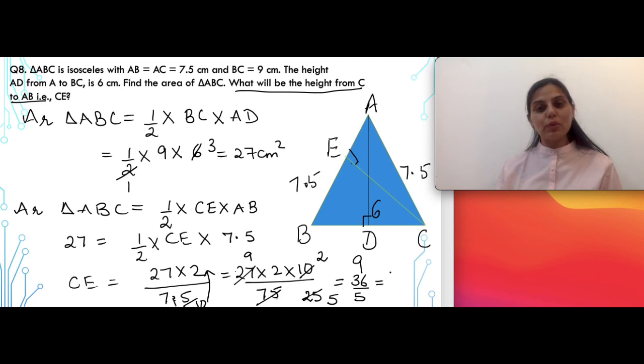So when you solve this question by the long division method, 5 sevens are 35 you will get, 1 will be the remainder. If you put a decimal, you'll get 0. So 7.2 centimeters will be the answer for the corresponding altitude.